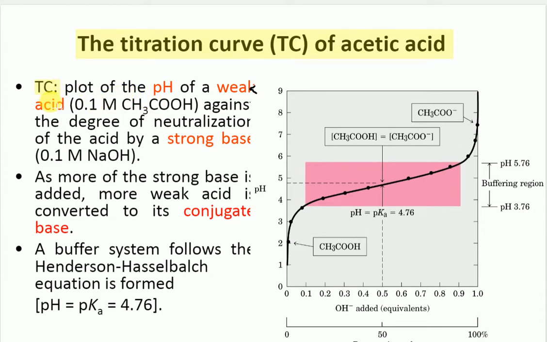Plot of the titration curve, plot of the pH of a weak acid. So shown here is the plot of a weak acid, 0.1 molarity CH3COOH, against the degree of neutralization of the acid by a strong base. So this is our strong base, 0.1 molarity sodium hydroxide, and this is our weak acid.